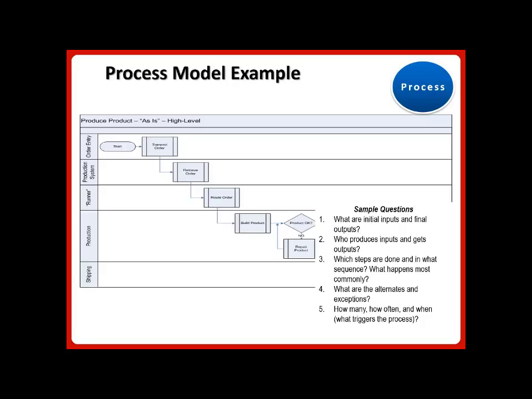Then who is it? How do you get that initial input? That's the supplier. Where does the final output go? That's called a customer in some lingo. That gives us a framework. Some people will recognize that as the beginnings of a SIPOC chart. It gives us a framework for being able to look and focus on the process steps.